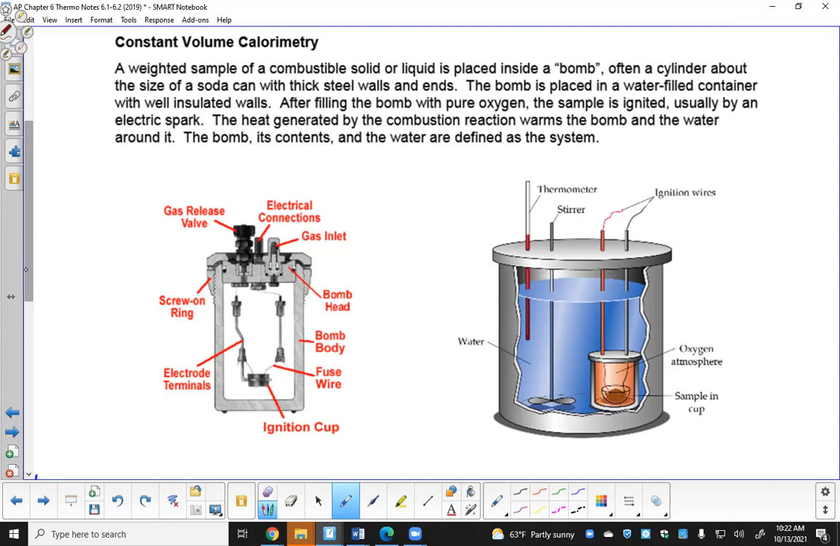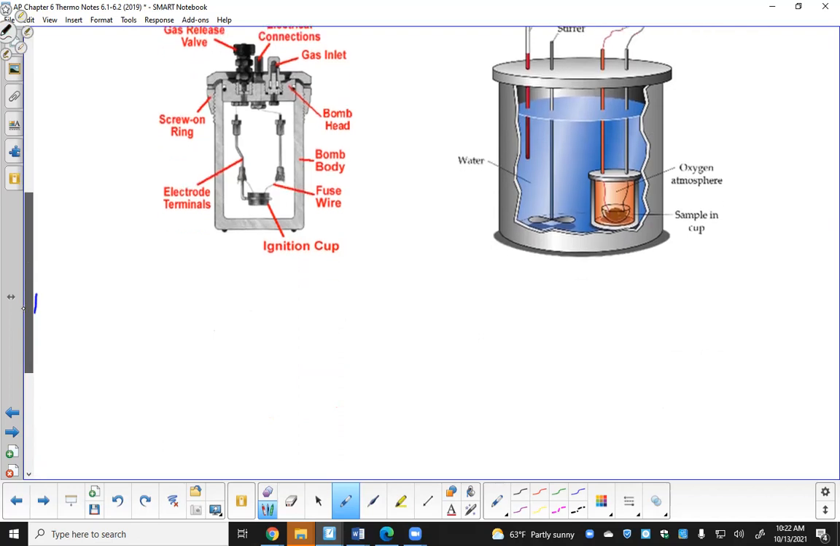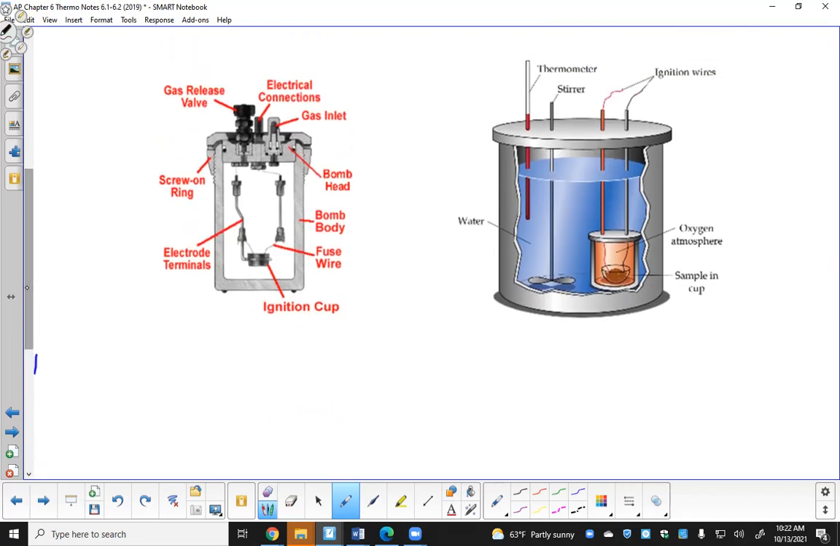I almost want to say just the contents is defined as the system, and the bomb and the water are the surroundings. That seems wrong to me. Let's just move this out. I don't think that's phrased properly. Because we're just focusing on what the reaction is producing and the bomb is absorbing that energy.